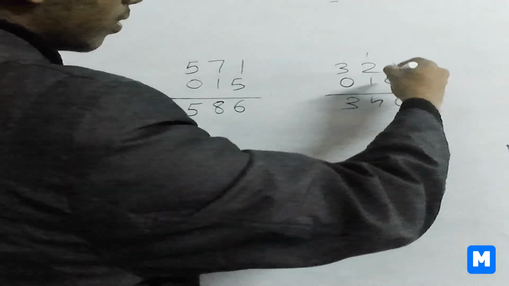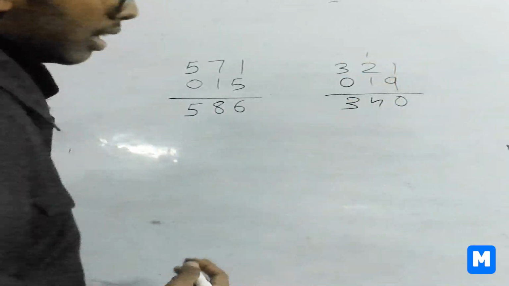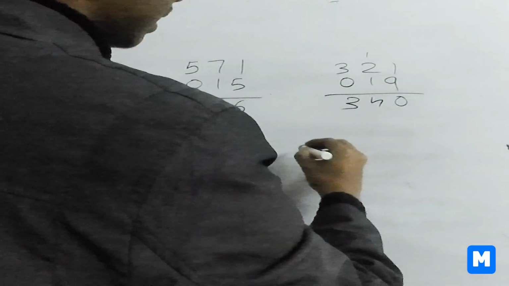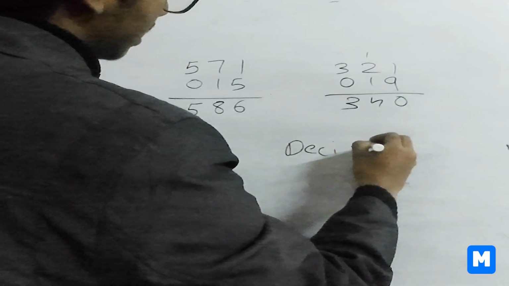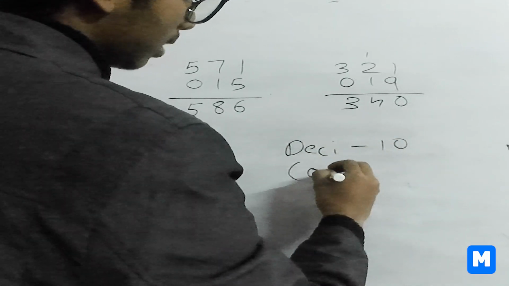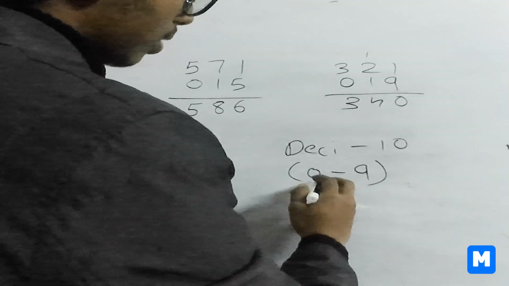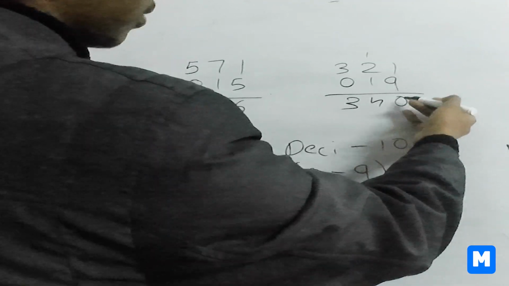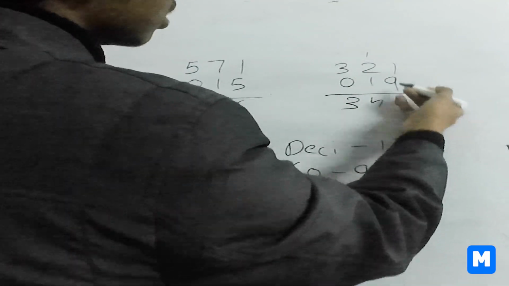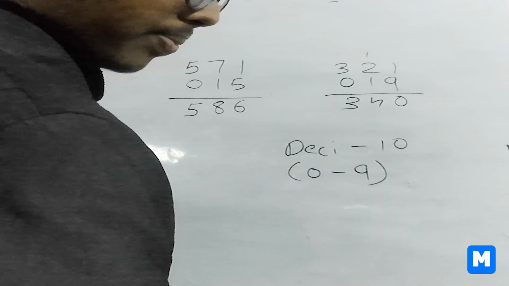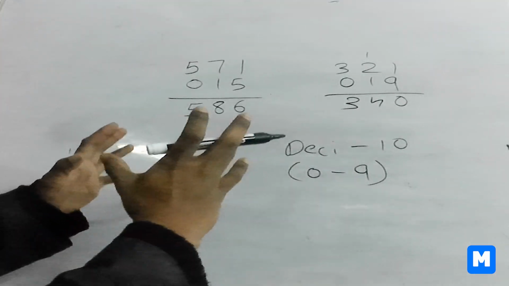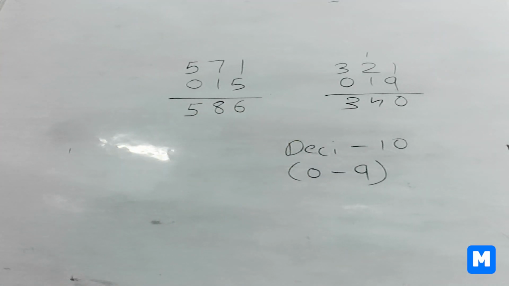So this concept of carry is important. Since in the decimal system, deci meaning 10, symbols exist only from 0 to 9, if we have a 10, we have to write the first digit here and take the carry. So now since we know how to do addition in the decimal system, the binary system is easy.